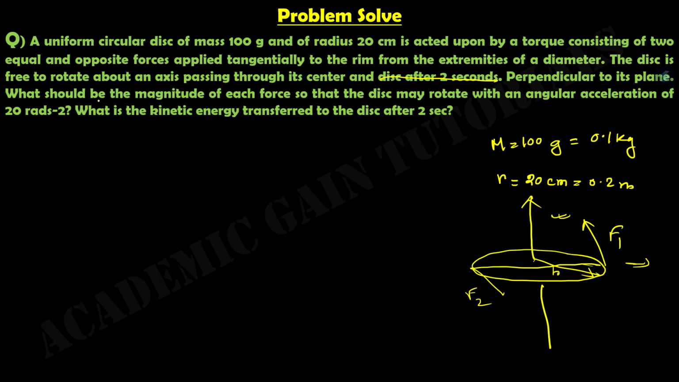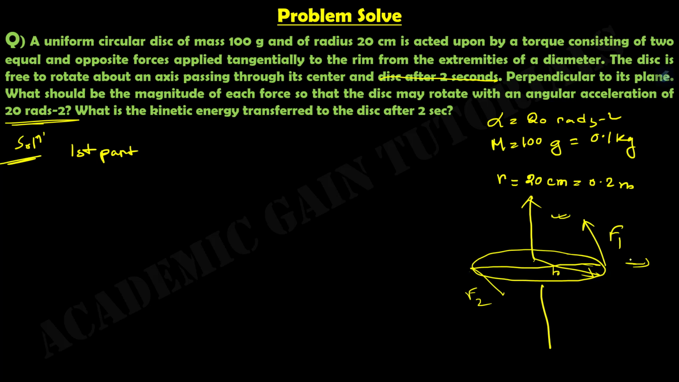So our first question is, what should be the magnitude of each force so that the disc may rotate with an angular acceleration of 20 radian per second square? So our angular acceleration is 20 radian per second square. And another question is, what is the kinetic energy transferred to the disc after 2 seconds? So in our first part, we have to determine what should be the magnitude of each force.